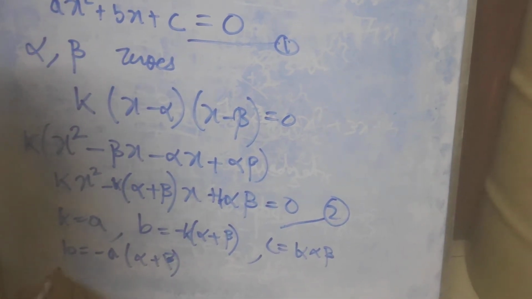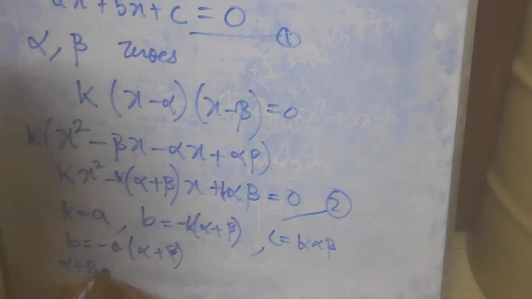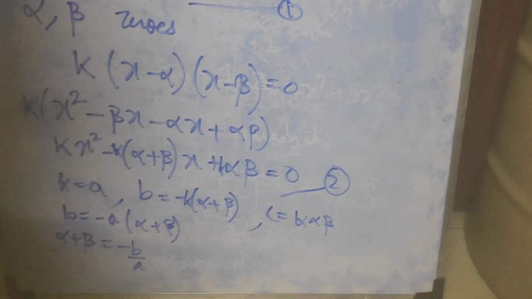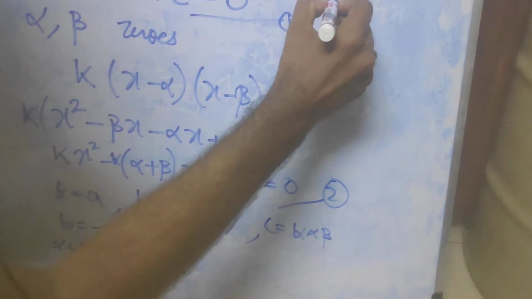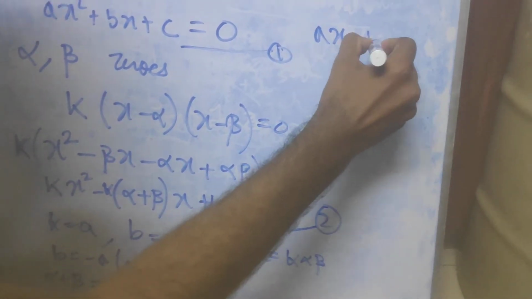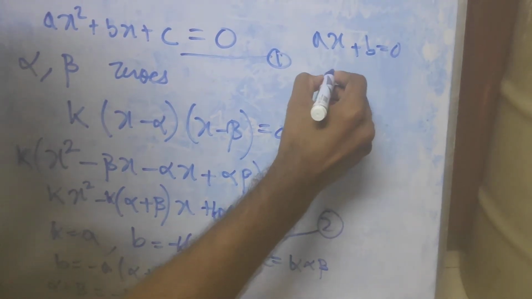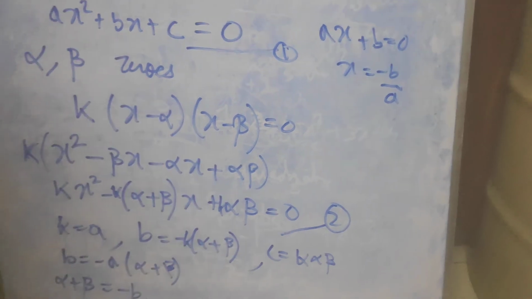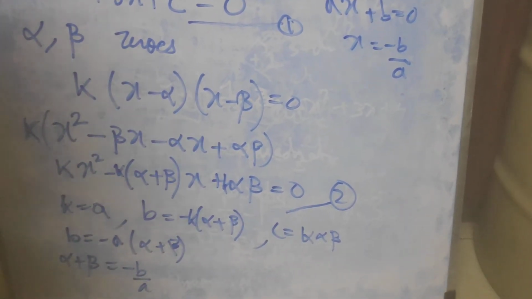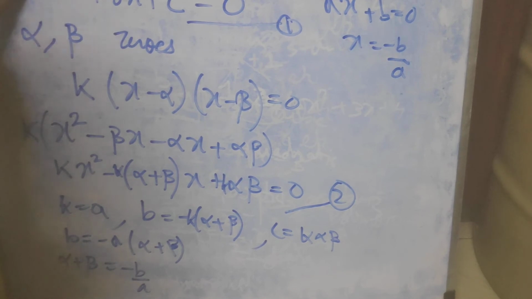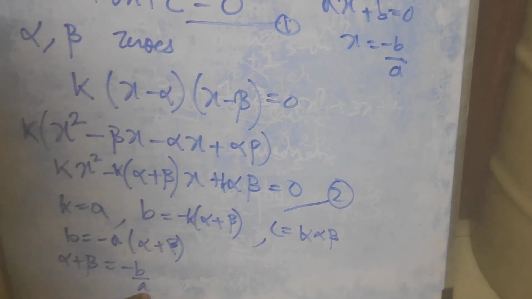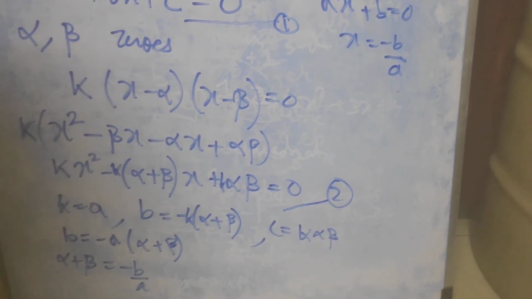So now I get the sum of zeros, which is given by minus b by a. Don't confuse this with the linear expression, where if I use ax plus b equal to 0, I get the zero x equal to minus b by a. Here I am trying to find the relation between the coefficients and the zeros, not the variable and the coefficients. So alpha plus beta is equal to minus b by a.